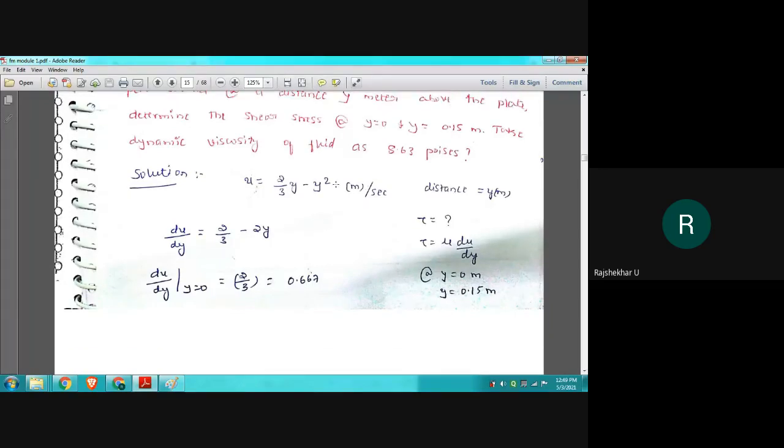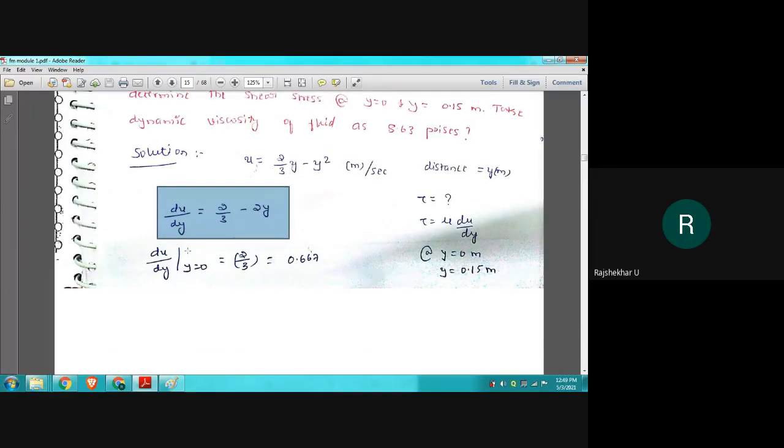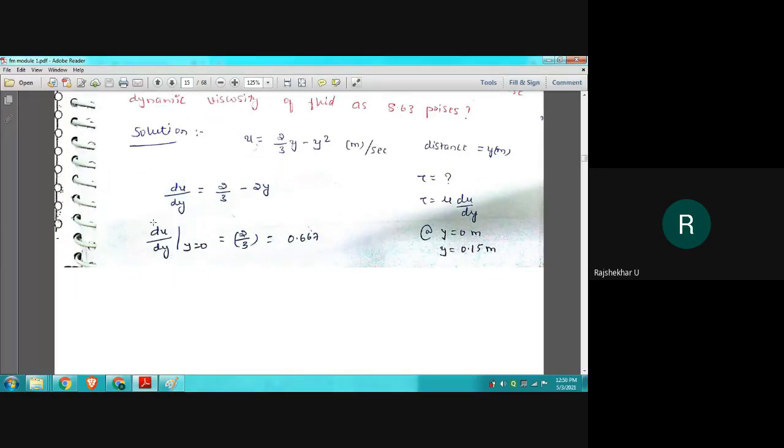So what we have to do is differentiate the given equation once. Differentiating the equation, we'll get du by dy is equal to 2 by 3 minus 2y. Here the differentiation of y is 1 and the differentiation of y square is 2y. So we know the equation for du by dy. We substitute y is equal to 0 and find the value of du by dy. Then a second time, consider y is equal to 0.15, substitute and find the value of du by dy. So if you see here, first case, y is equal to 0.